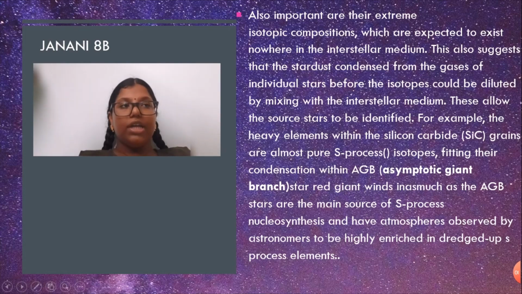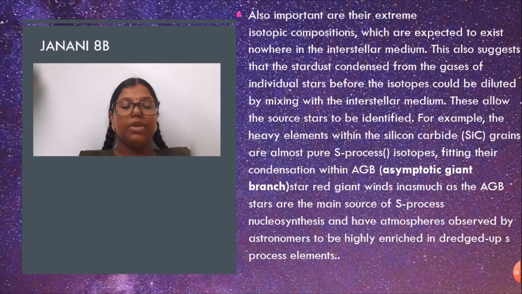Also important are their extreme isotopic compositions, which are expected to exist nowhere in the interstellar medium. This also suggests that the stardust condensed from the gas of an individual star before the isotopics could be diluted by mixing with the interstellar medium. These allow the source stars to be identified.